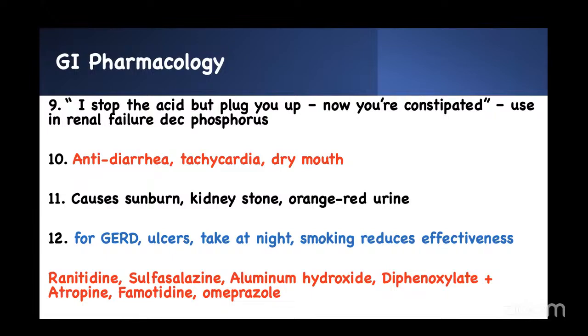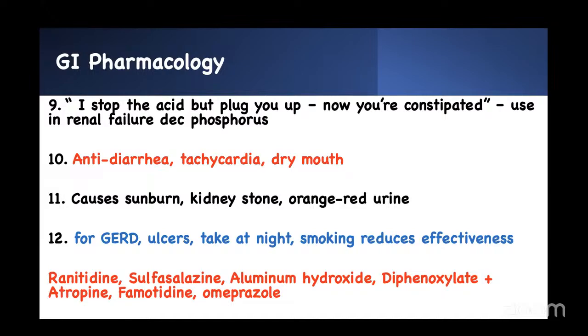It plugs you up. Now you're constipated, right? That means you take the medication, it helps with your acid disease, but now you're constipated. It can be used to bind phosphorus in renal failure patients. This medication is against diarrhea, but it can cause what? Tachycardia and dry mouth. This medication causes sunburn, kidney stone, and orange-red urine.